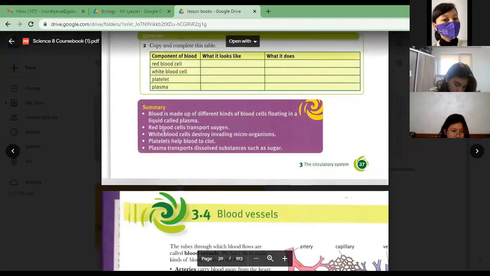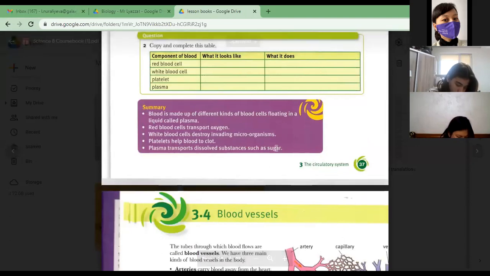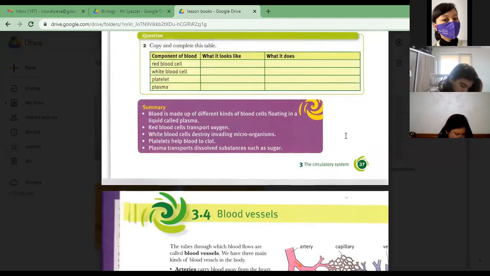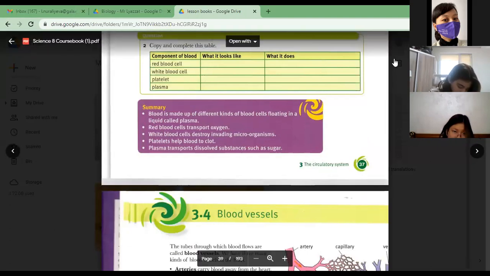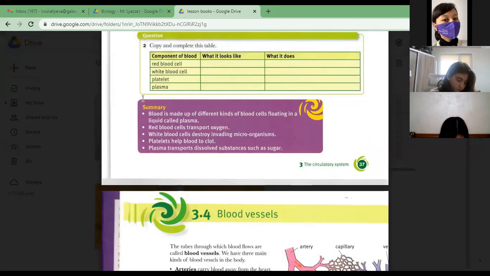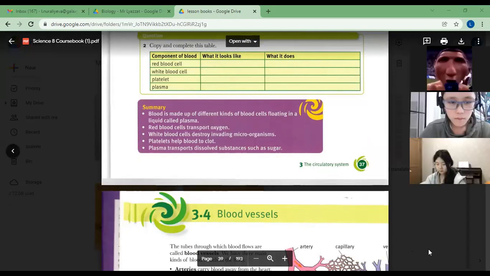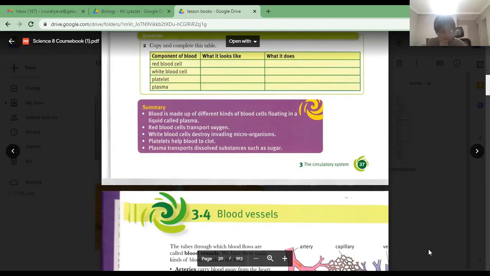This summary, yes. First and second statements. Blood is made up of different kinds of blood cells floating in a liquid called plasma. Red blood cells transport oxygen. Is it clear for everybody? First statement, and it summarizes all the content we learned. Second one is also important. What is the job of the red blood cell? Is it clear for everybody?